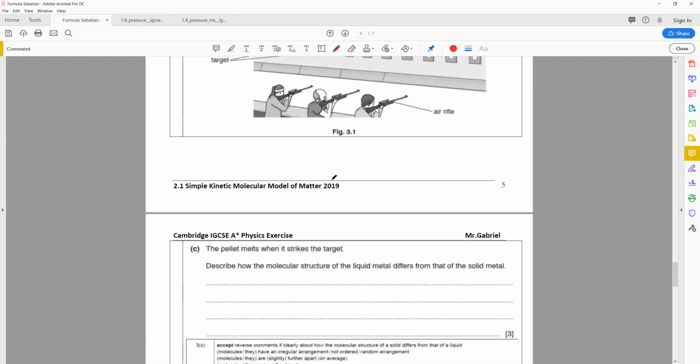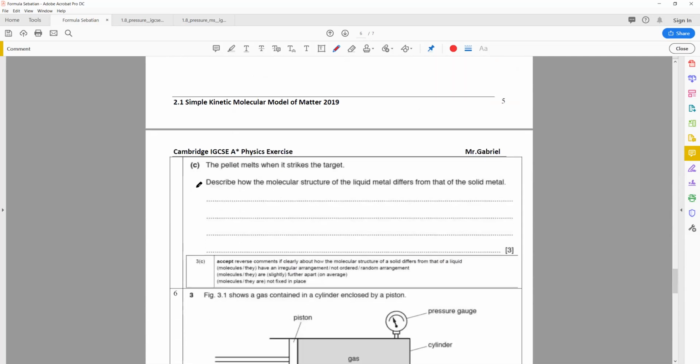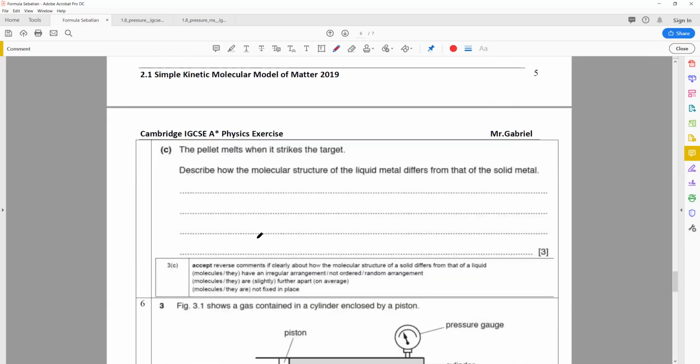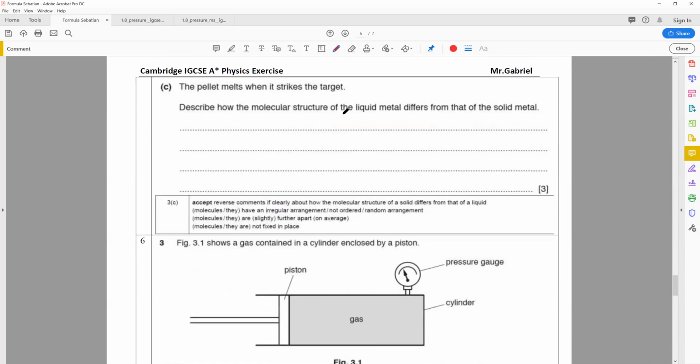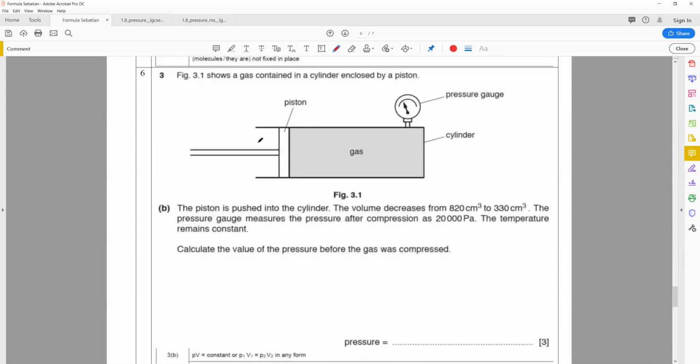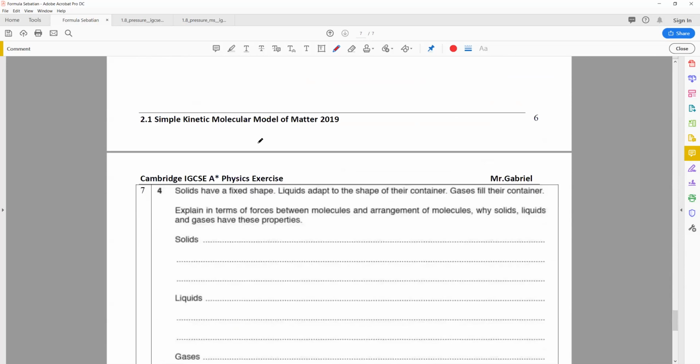Describe how the molecular structure of the solid differs from the liquid. I'm not going to explain this. This is going to be repeated over and over again. You can write it down for yourself. Just explain how the solid molecules differ from the liquid molecules. Then after that, what's this final question?